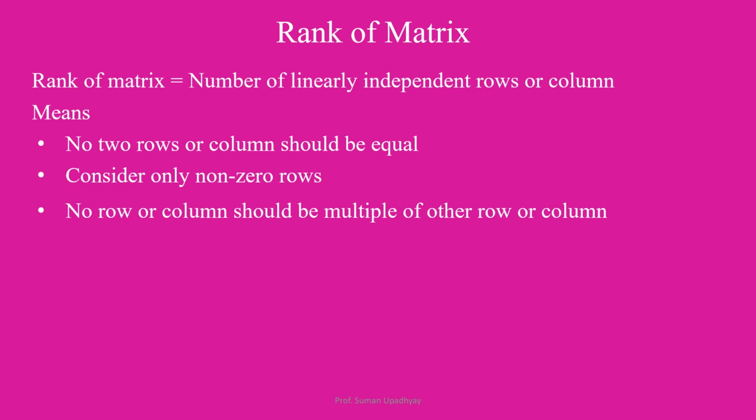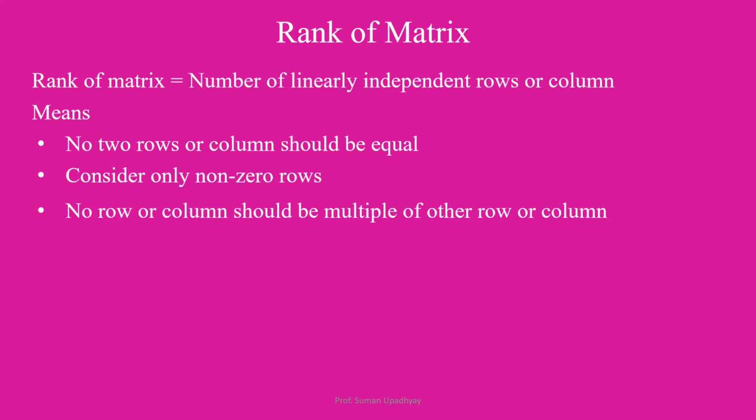What happens is that when your row becomes the same as, or a multiple of, another row or column, then it is possible to make that particular row a zero row by applying elementary row or column operations. So if a particular row can be made zero by applying row or column operations, then that row we are not going to consider, because it is going to be a zero row, and we consider only non-zero rows for finding the rank of a matrix. So that's a very important thing.